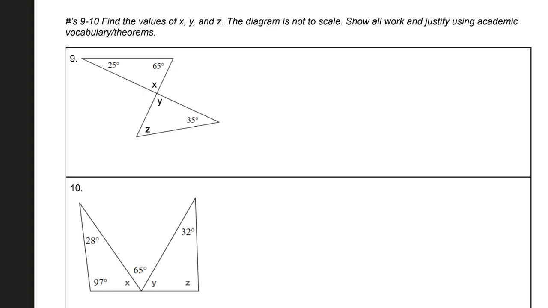All right, in question number 9, we're finding the values of x, y, and z. So here's what we need to remember. We need to remember that there's 180 degrees. The interior angles of a triangle add up to 180 degrees. So we're going to be using triangle sum theorem here. So to find the value of x, we're going to add together 25 plus 65, which is 90. And then we're going to subtract that from 180. So 180 minus 90 is going to be 90. So x is going to be 90 degrees.